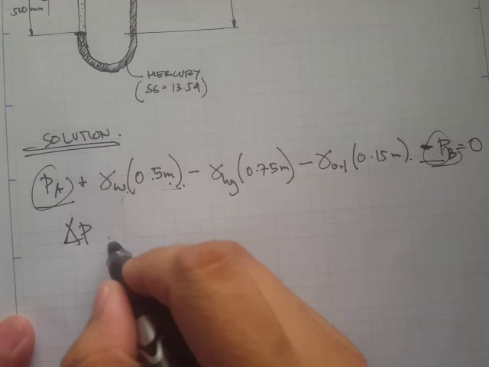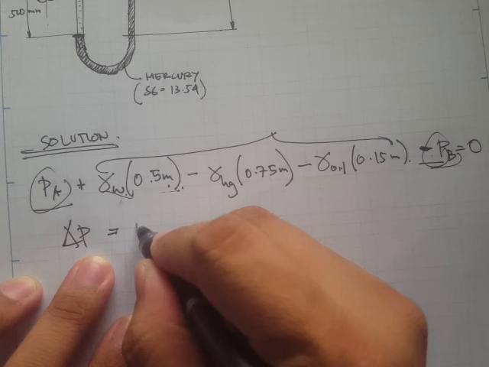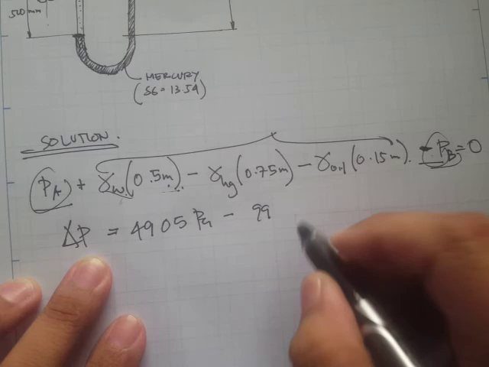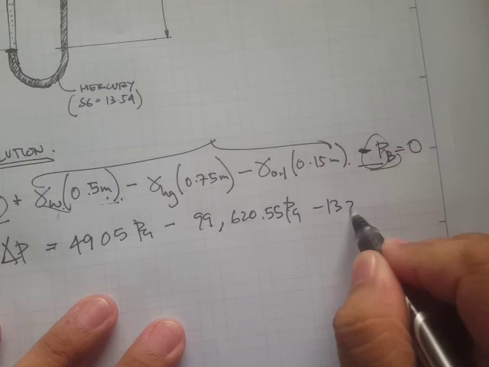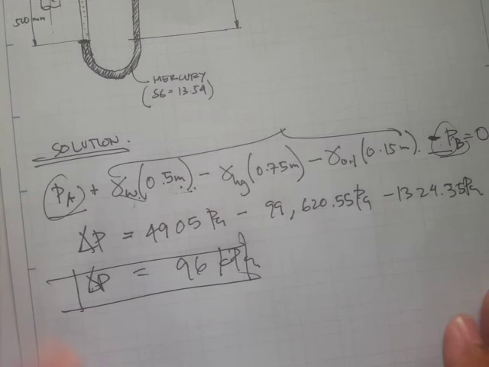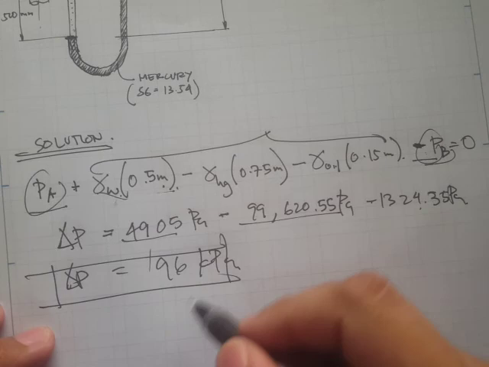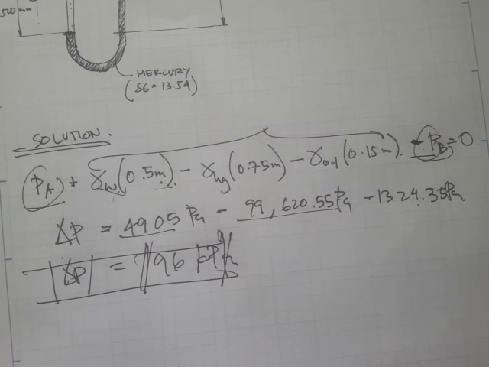So delta P is equal to, when you transpose all these terms to the right hand side, what you get is this value, 4905 pascals minus 99,620.55 pascals minus 1,334.35 pascals. And what you get is a 96 kilopascals pressure difference. You might notice this is negative, this is negative, and the value is much larger than this one, but how come we didn't have the negative sign here? That's because we are only considering the absolute value, because that's a difference.